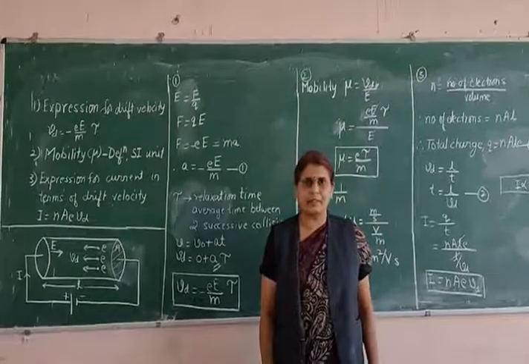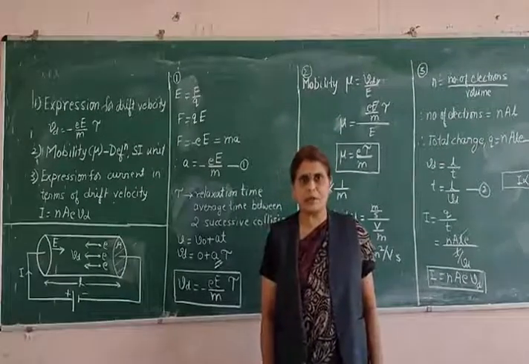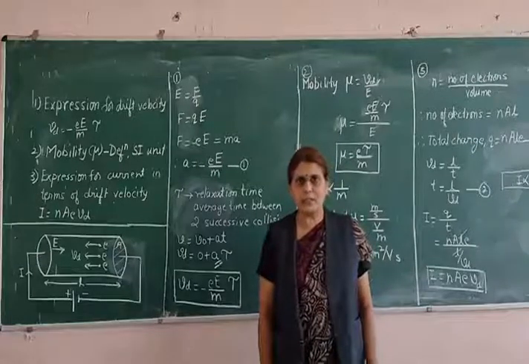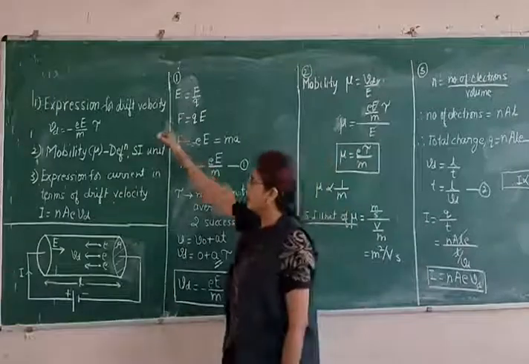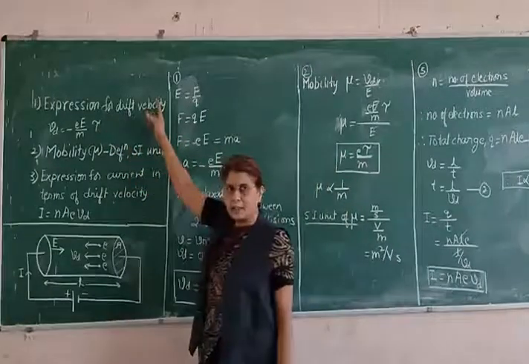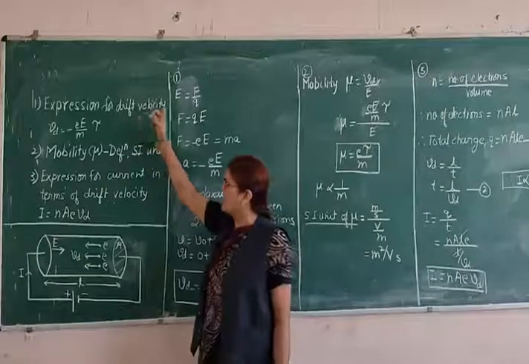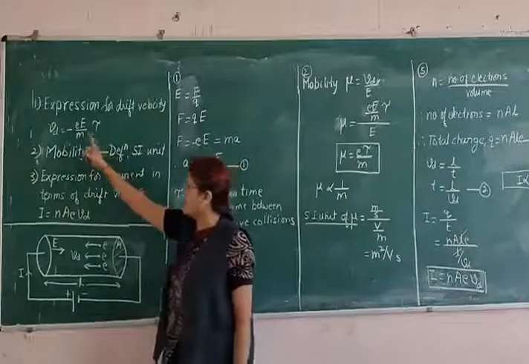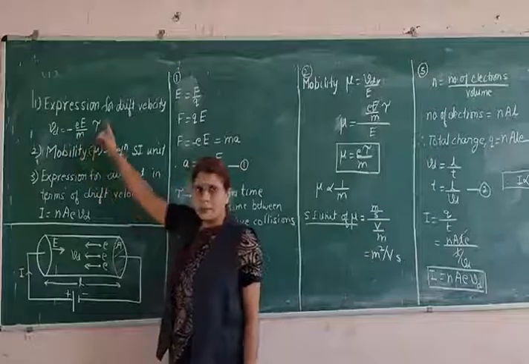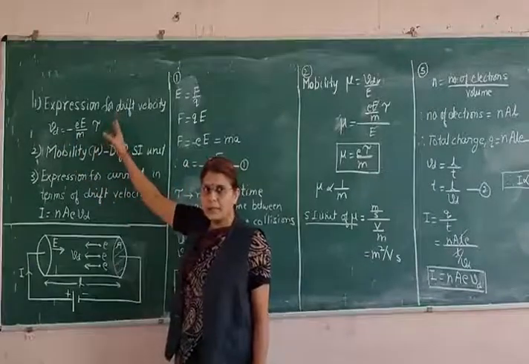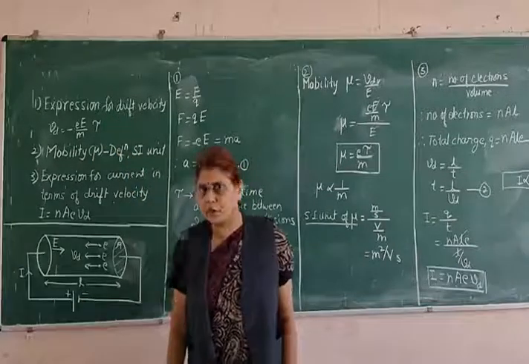Good morning everyone. In the last class I had explained to you the concept of drift velocity. In continuation with drift velocity, the next point we are doing today is an expression for drift velocity. There is a small derivation to derive the drift velocity, and the expression which we are going to derive today is Vd equals minus eEτ upon m. This is a small derivation, it carries 3 marks and it is very important from your exam point of view.